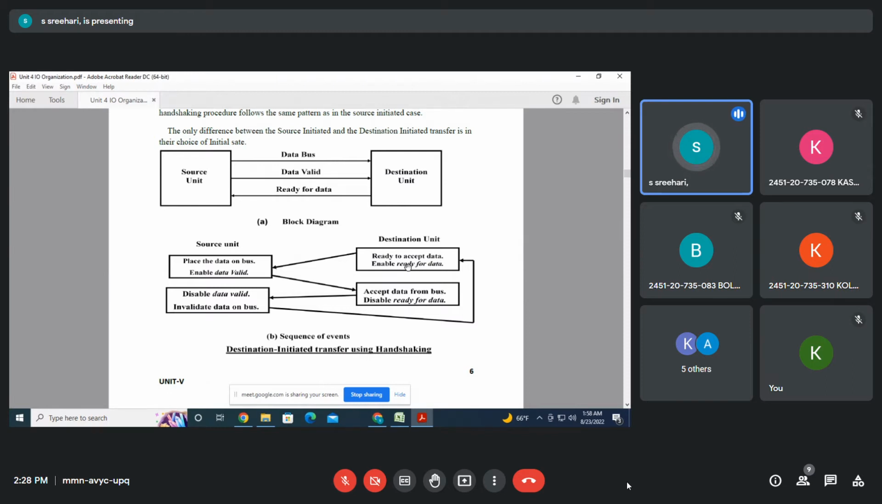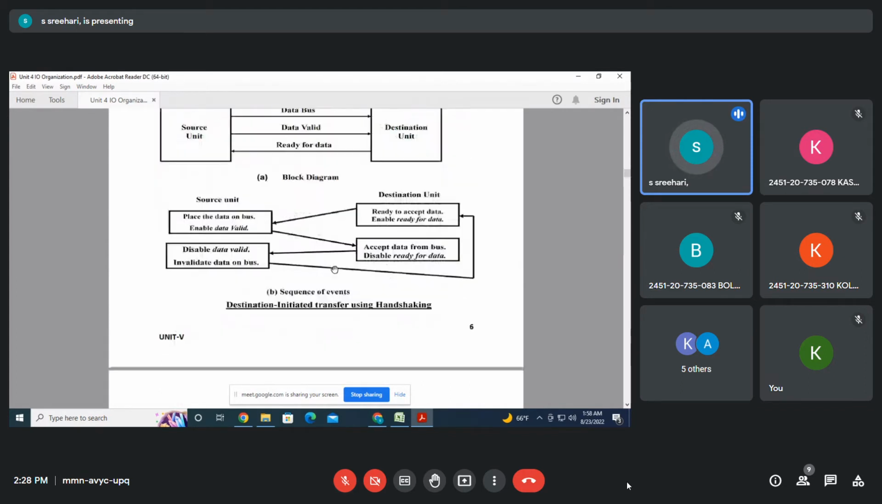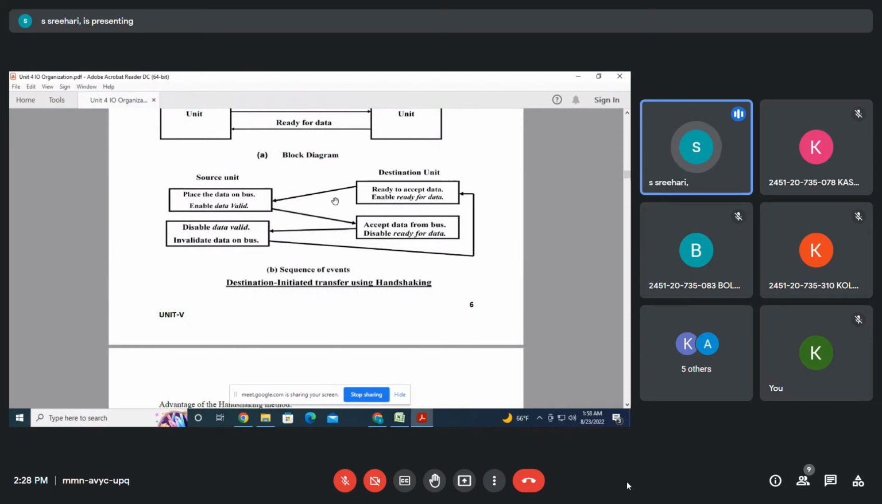It is going to place the data on the data bus, then data valid, and then it is going to accept data from your data bus. It is ready for data. Then it is going to disable that. Then it is going to wait for your ready to accept the data, right? So this is how the source-initiated or destination-initiated handshaking process works, right?